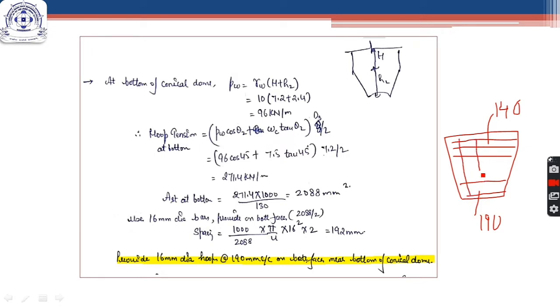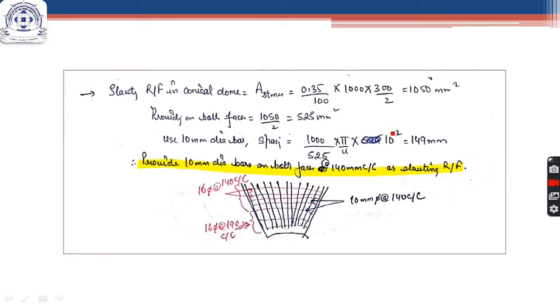Now the vertical or slanting reinforcement along the meridian of the conical dome will be provided as minimum reinforcement on both the faces. So we calculate the minimum reinforcement and then the spacing, which is coming out to be 10 mm dia bars at 140 mm center to center. The red lines here show the hoop reinforcement, which is more at the top and less at the bottom, and the blue lines show the slanting reinforcement, which is 10 mm at 140 center to center, the minimum reinforcement. So this is the design of the conical dome.